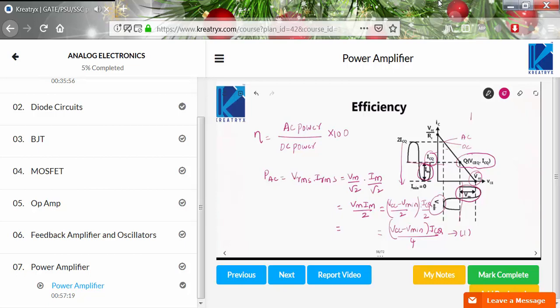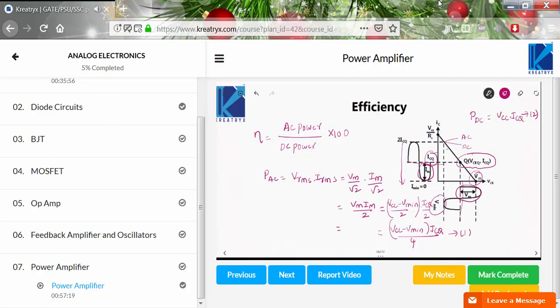Next, P_DC, the DC power. P_DC is nothing but the DC power obtained from the V_CC, right? What is P_DC actually? P_DC is nothing but V_CC into I_CQ. Now consider this one as equation 2.